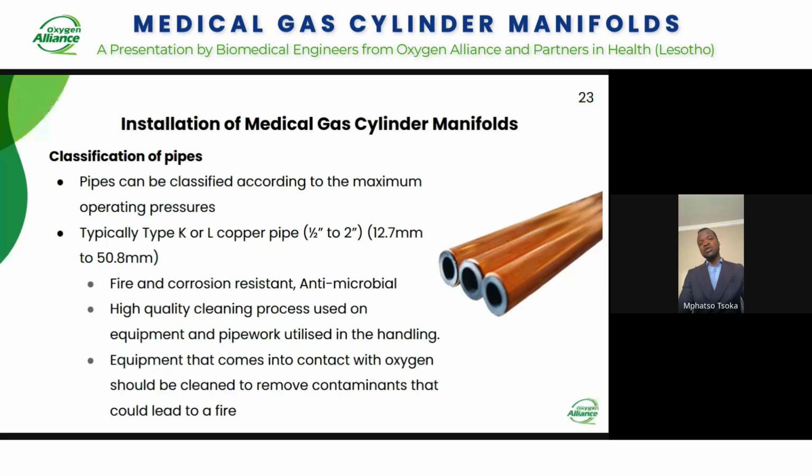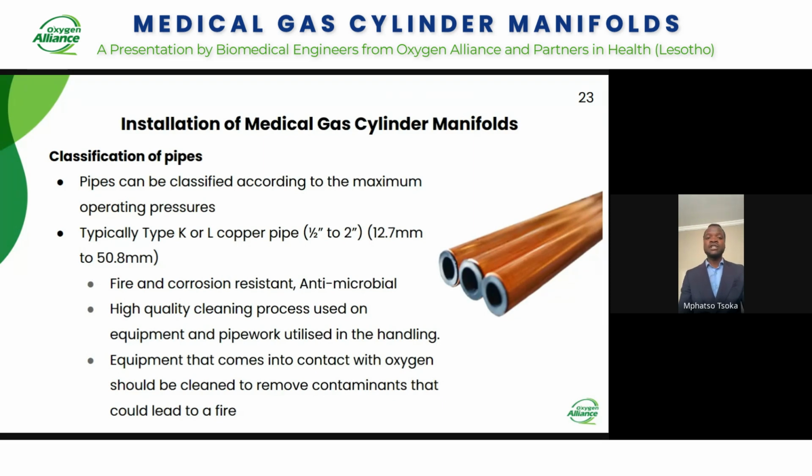It has to be the copper that is medically graded or oxygen cleaned, to ensure that the work that you're doing is purposely for improving the health care. So you do not want to bring any kind of contamination or any kind of pipe that is not compatible with oxygen work. So normally you are using copper or any other type of material that is compatible with oxygen. And the pipes can be classified according to the maximum operating pressures, like what are your desired pressures that you want to be operating your manifold, and also the pipeline itself.